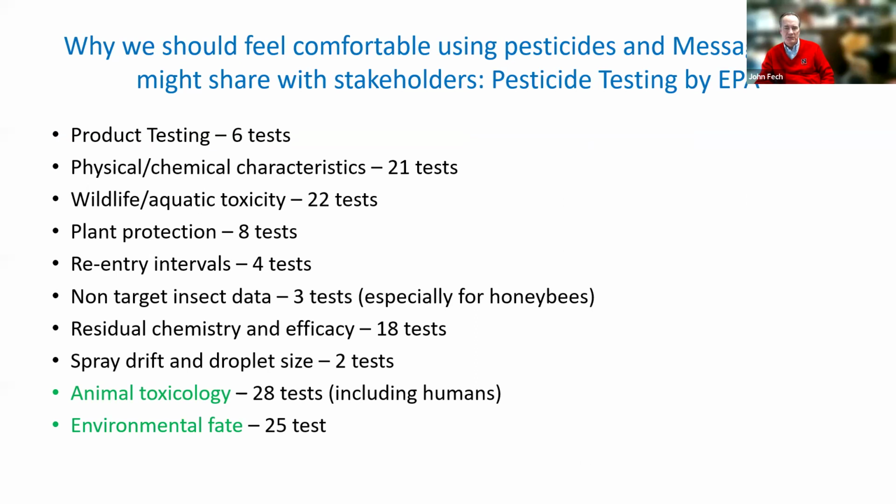All the different types of testing. This should at least give you a little bit of confidence in using pesticides, but also it can be helpful in messaging. Just to reiterate, all the different tests that are done by the EPA in order to bring a product to market, especially these last two, the animal toxicology and the environmental fate. So it's the people in the environment and the environment itself. I think these kinds of things can be very reassuring to both yourself and to stakeholders.